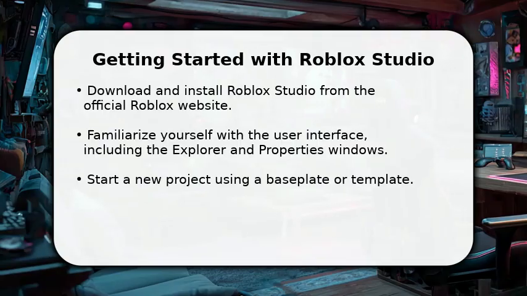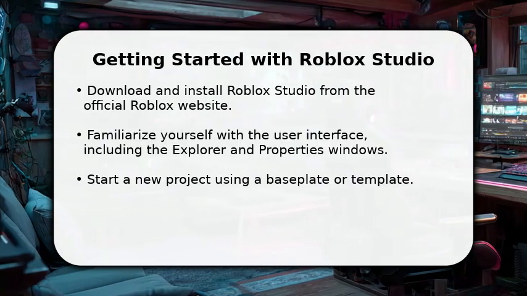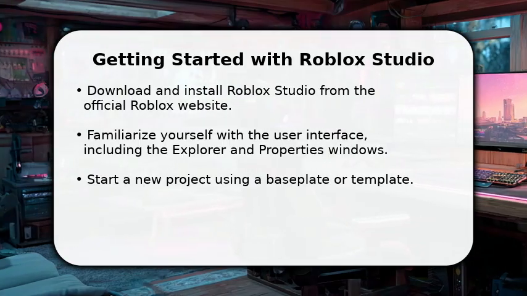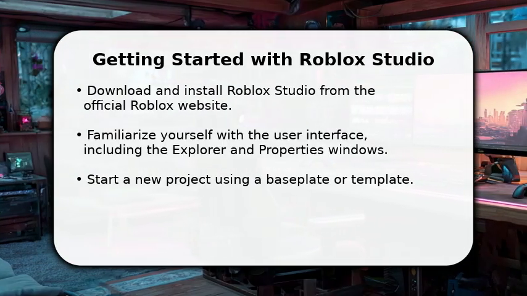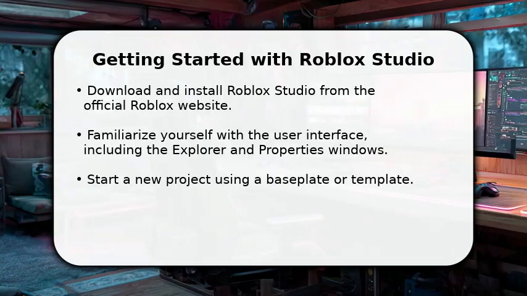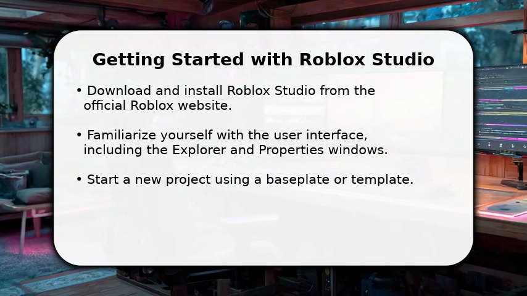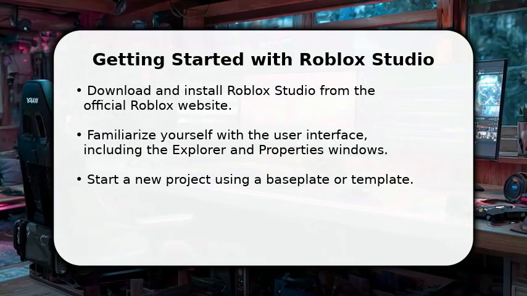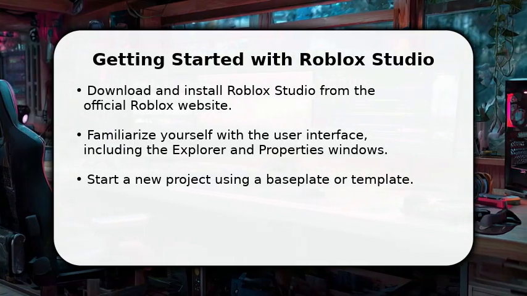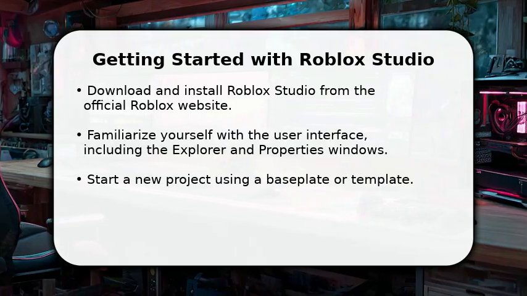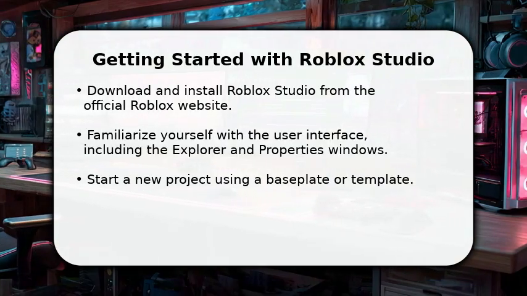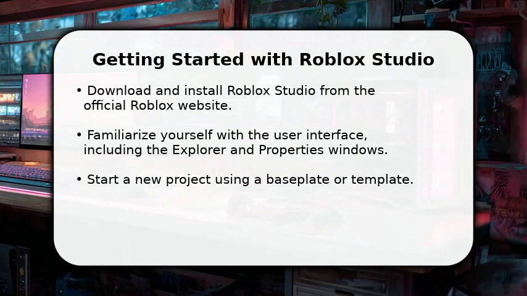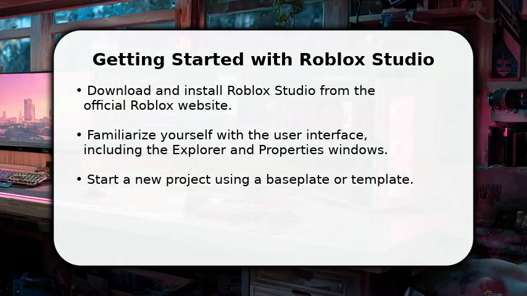In this video, I will explain how to make Roblox worlds. First, you'll need to download and install Roblox Studio, the official development environment. Once installed, take a moment to explore the interface. Pay attention to the Explorer window, which lists all objects in your game, and the Properties window, where you can customize their attributes. Begin your creation by opening a new project, perhaps starting with a simple base plate or a pre-built template to get a feel for the tools.